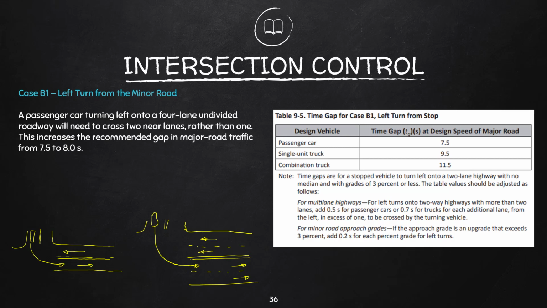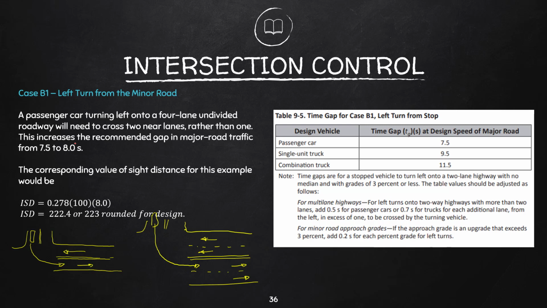So for each additional lane that the vehicle is crossing from the left, then you will add 0.5 seconds for passenger car. That is why the time gap that is recommended will now be equal to 8.0. Corresponding value for sight distance leg, or the ISD, is equal to 2.4 or 223 rounded for the sign. This is in meters.